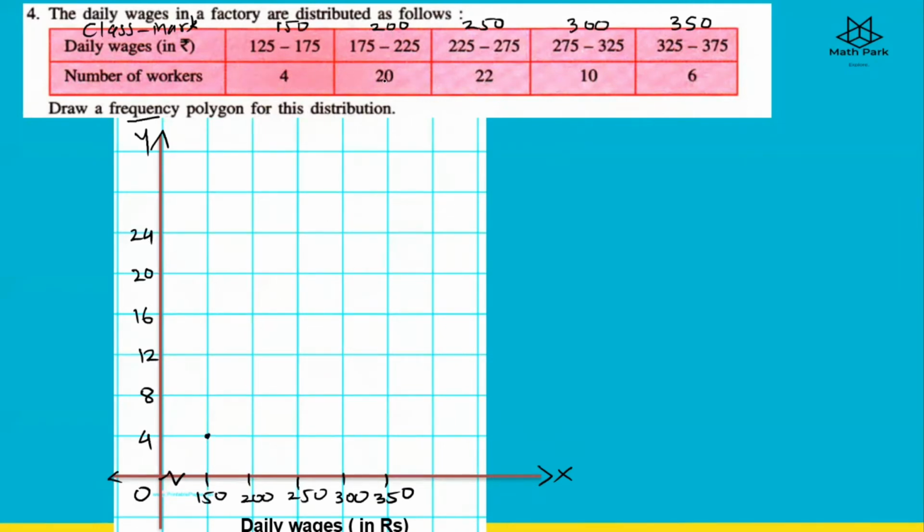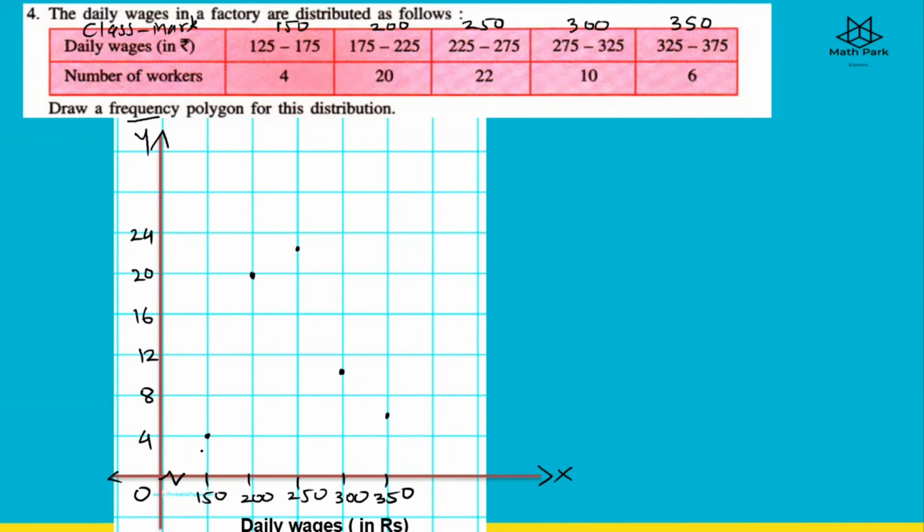Then 200 and 22. So 200 and 22, this is the point. Then 250 and 22. So 22 is going to lie exactly between 24 and 20. So this is the point. Then 310. So 10 is going to lie exactly between 8 and 12. So this is going to be 310. Then it is 350 and 6. So 6 is going to lie exactly between these. So this is the point.